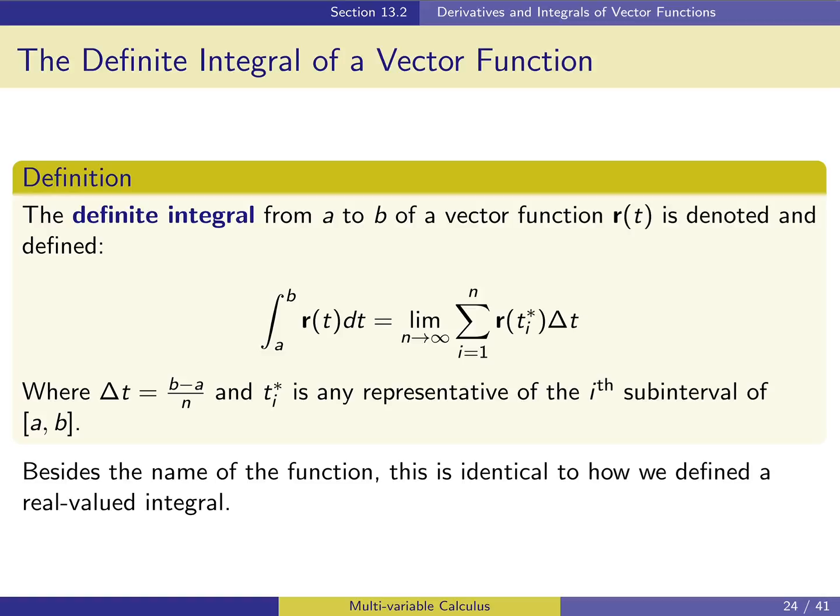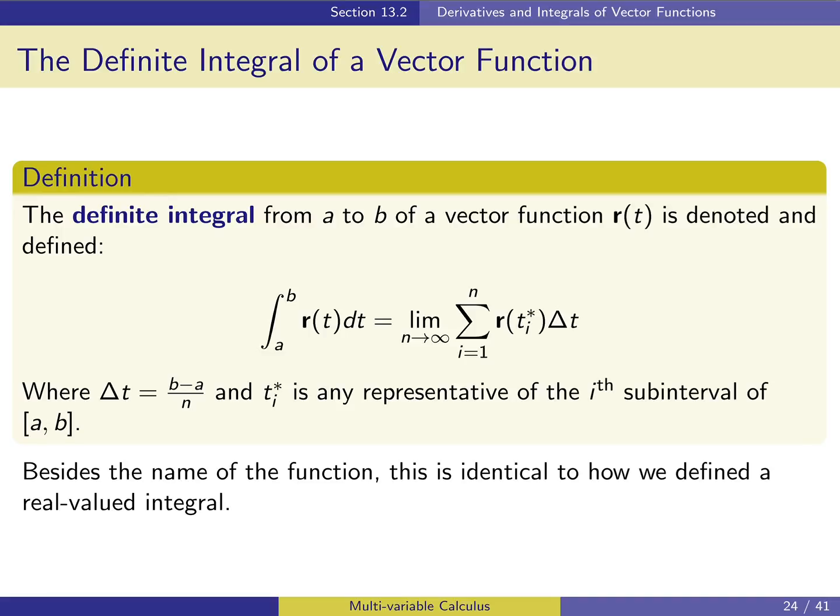We can also define the definite integral of a vector function, analogously to how it's done for single variable functions. The definite integral from a to b of a vector function r of t is denoted as the integral from a to b of r of t dt, just like for real variable functions. The way it's defined is also identical.